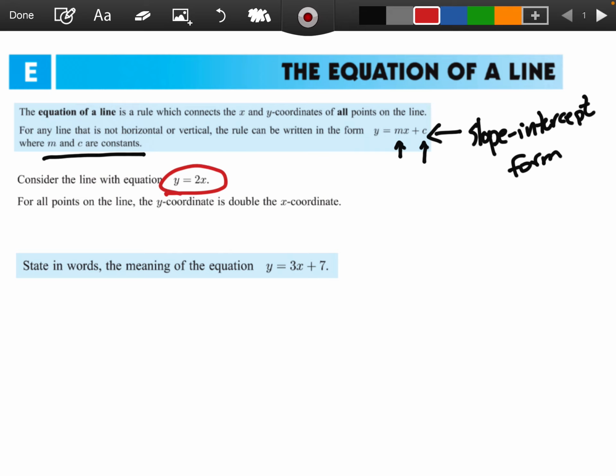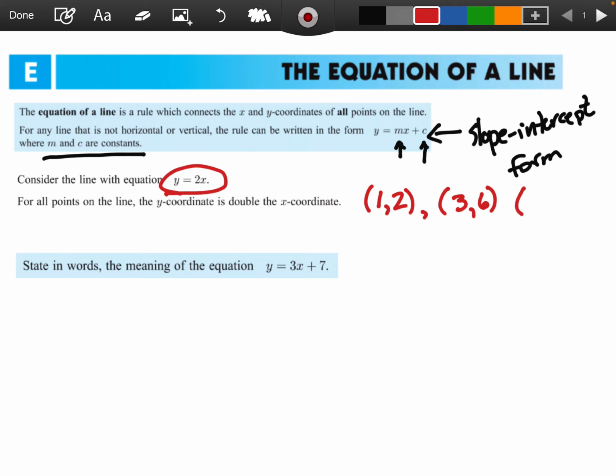So if we look down here and we look at this line, y equals 2x. That means every point on that line, the y coordinate is double the x coordinate. For example, if x is 1 and y is double that, then y is going to be 2. So that's a point that exists on that line. If x is 3, y is going to be double that, so the y coordinate would be 6. So that would be another point on the line.